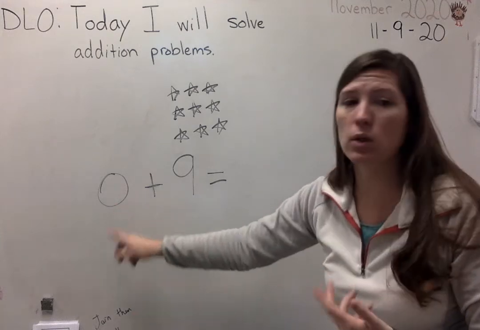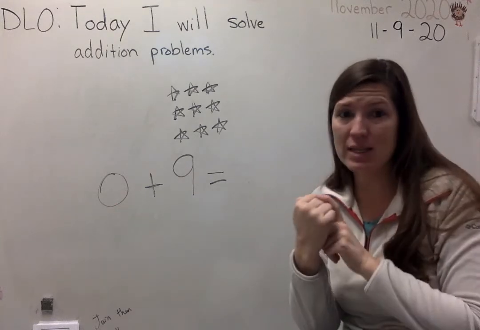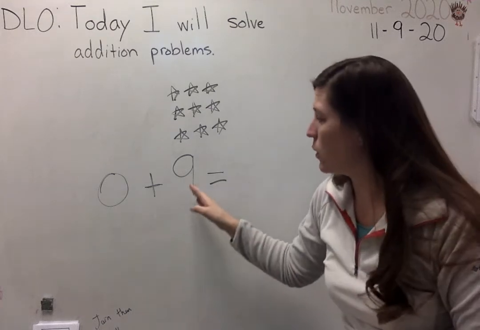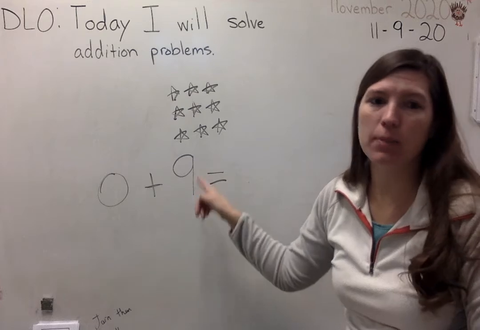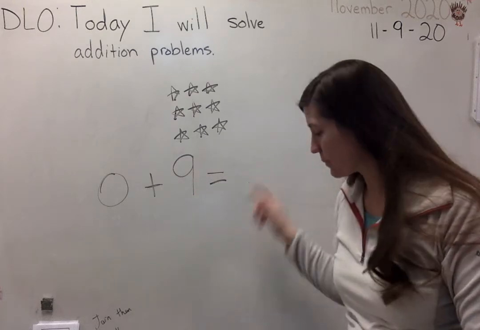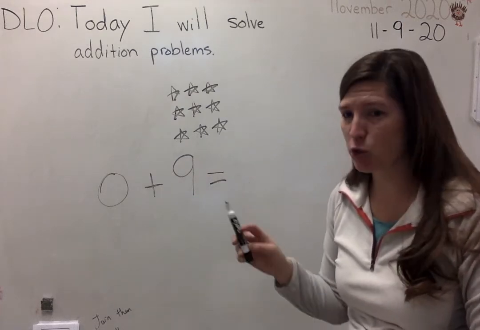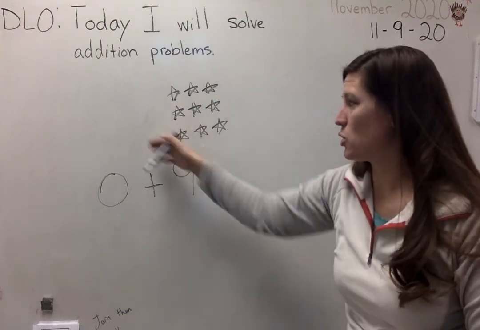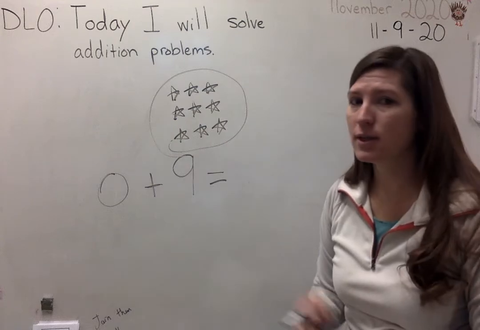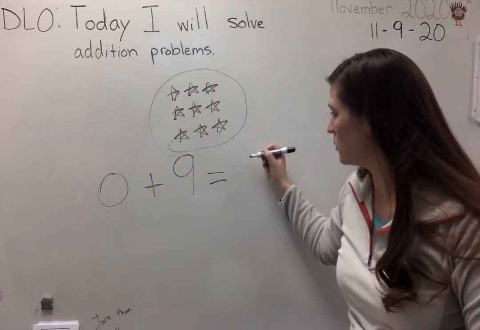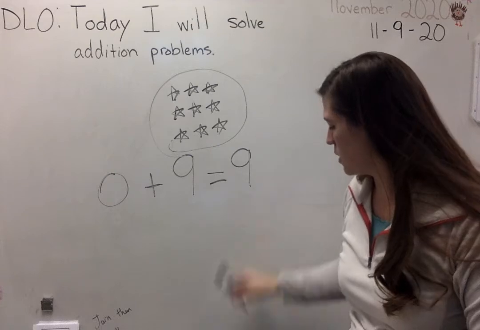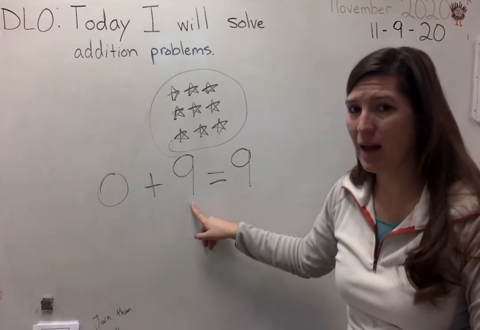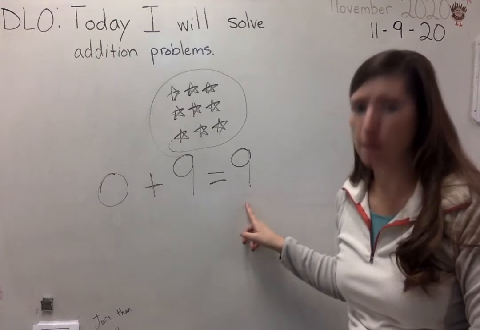Sometimes what you guys do with zeros is you say 9 and then you say 10. But there's nothing here. There's no fingers to pull down. So when you're adding with a 0, it's always the number that has quantity that is the sum. That can be tricky sometimes, but I'll just remind you. So if I have nothing and then I have 9, how many starfish do we have all together? 9. Whoops. Let's read our equation. 0 plus 9 equals 9.